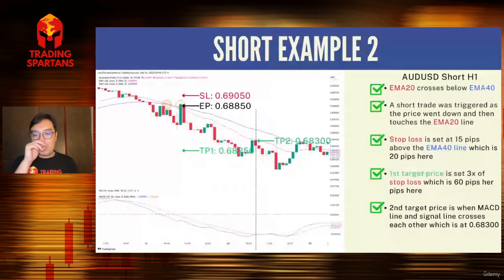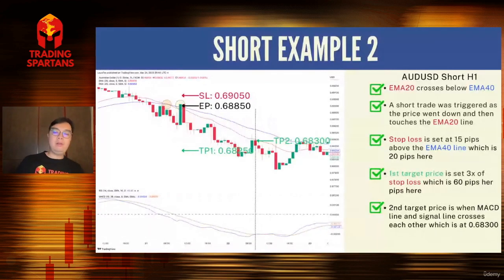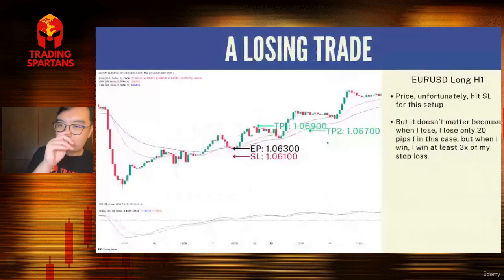All you need to do is to have sound risk management. Whatever trade you set, for example, if your stop loss is 20 pips, make sure that on that trade you only lose a maximum of 3 to 5%. But for this example, the H1 chart, sometimes you can afford to risk 5% or even more, because the stop loss is usually very tight.